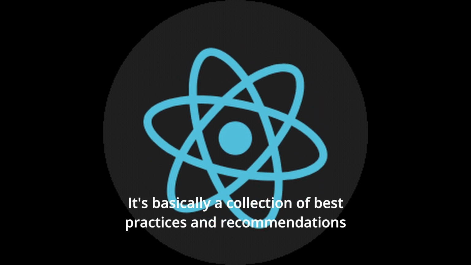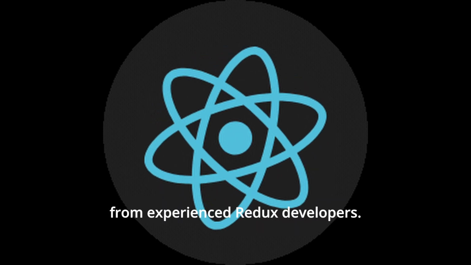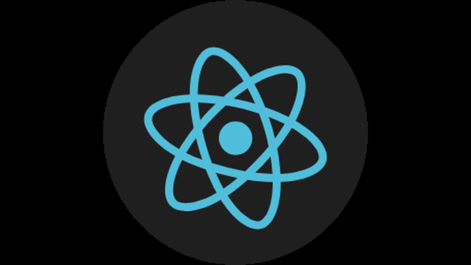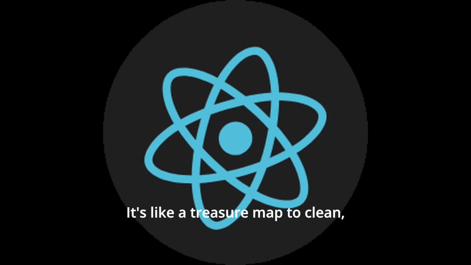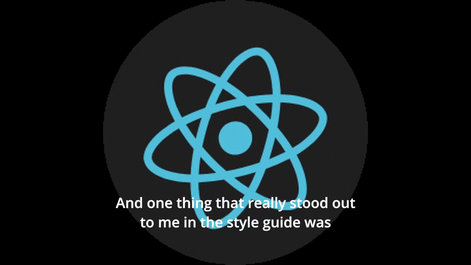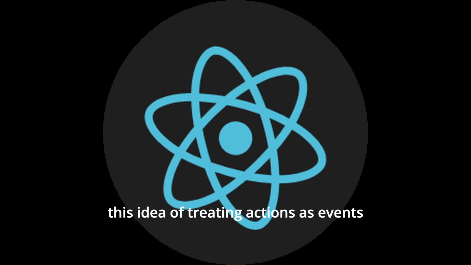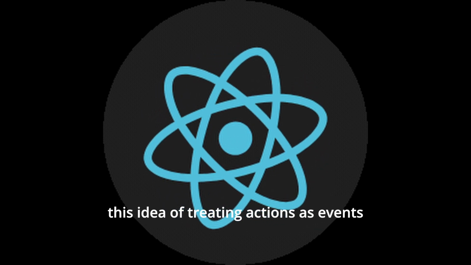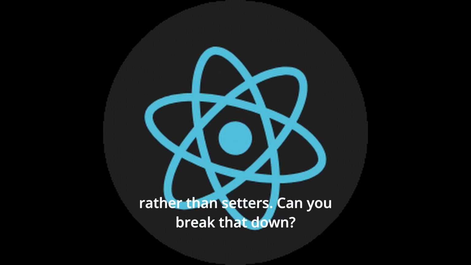It's basically a collection of best practices and recommendations from experienced Redux developers. It's like a treasure map to clean, consistent, maintainable Redux code. And one thing that really stood out to me in the style guide was this idea of treating actions as events rather than setters. Can you break that down?